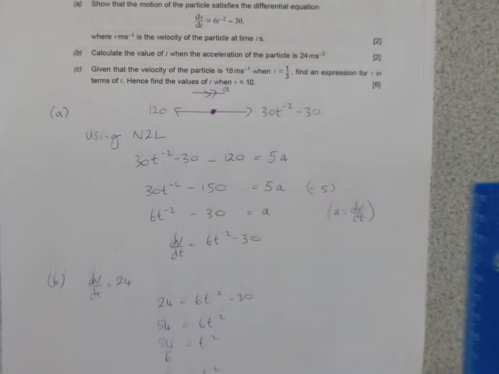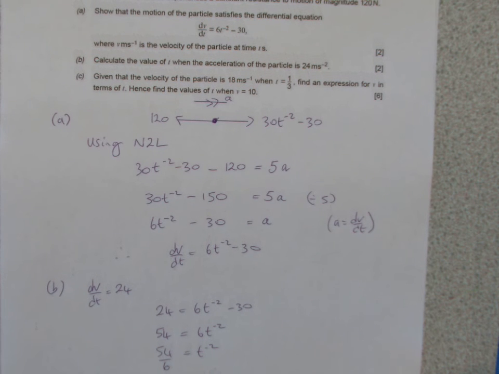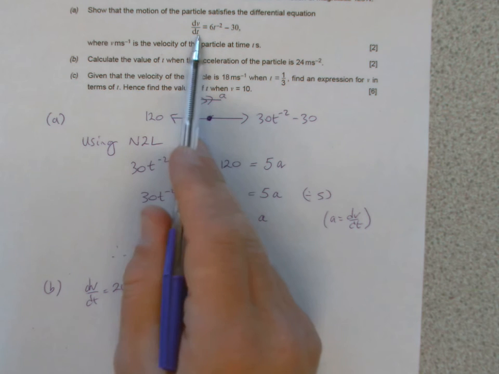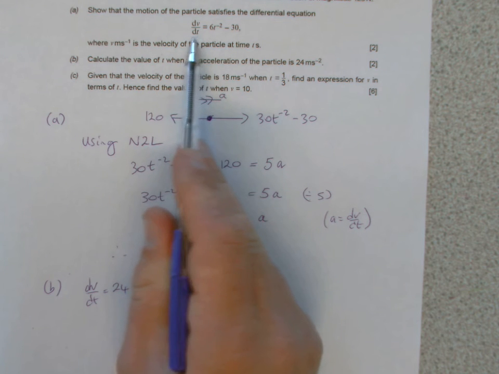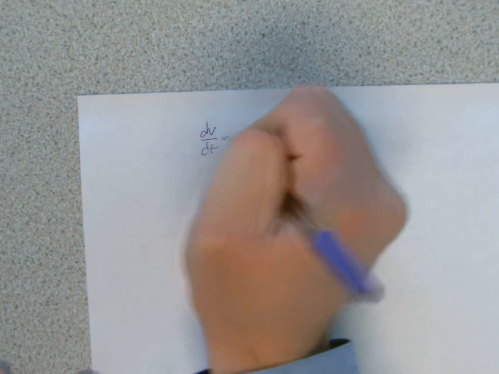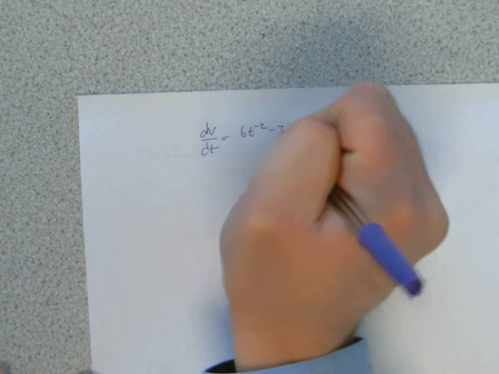Right, part C says, given that the velocity of the particle is 18 when t equals 1/3, find an expression for v in terms of t, hence find the value of t when v is equal to 10. So we want an expression for the velocity, which means we need to consider the acceleration. To get velocity, we need to integrate that. So dv/dt equals 6t^-2 minus 30.